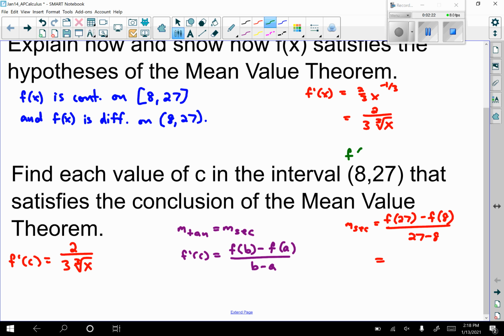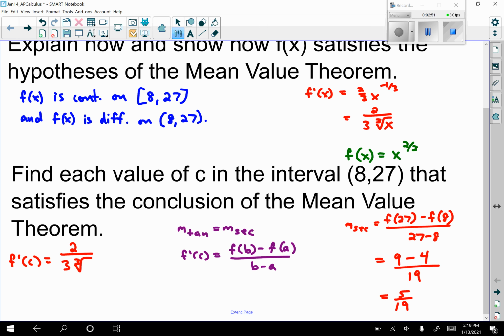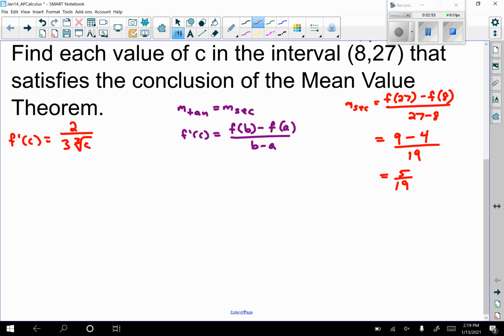So again, f of x is equal to x to the 2/3. So f of 27 becomes the cube root of 27, which is 3. 3 squared will give us 9. The cube root of 8 is 2. 2 squared is 4. And then 27 minus 8 will give us 19. So we get 5/19. I still wrote an x over here, that should be a c. So we're going to set those two equal to each other.